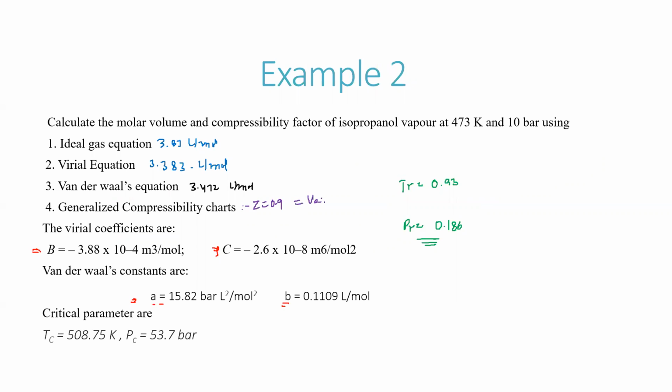So Z is equal to V actual upon V ideal. So V ideal is 3.83. So from here, we get V actual from the compressibility charts as 0.9 into 3.83, which is equal to 3.447. So this is how we basically use the different equations or charts for calculations of molar volume or compressibility factors. So hope you are clear with whatever we did so far.